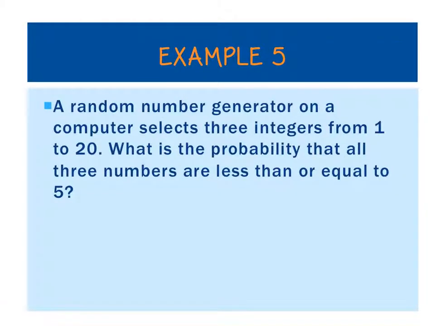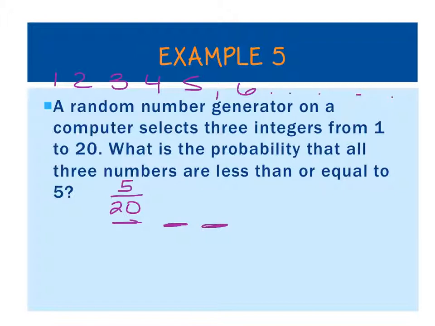So example 5 says a random number generator on a computer selects 3 integers from 1 to 20. What's the probability that all 3 numbers are less than or equal to 5? So I've got my first number, my second number, and my third number. I'm going from 1, 2, 3, 4, 5, 6, and so on. My goal is to get a number less than or equal to 5. So how many numbers are less than or equal to 5? 5. How many total numbers are my sample set from 1 to 20? 20. So the first choice is 5 over 20, okay?